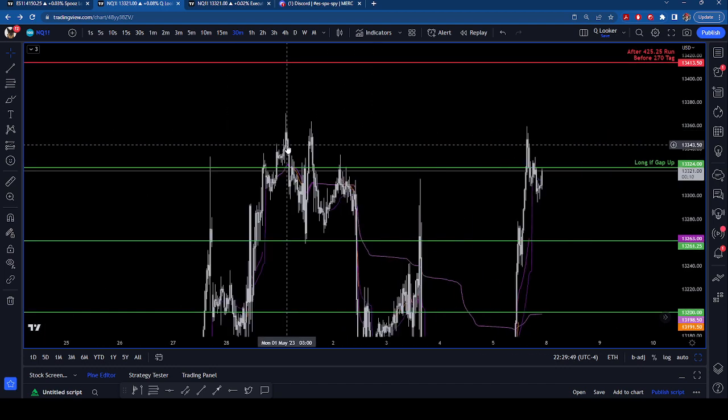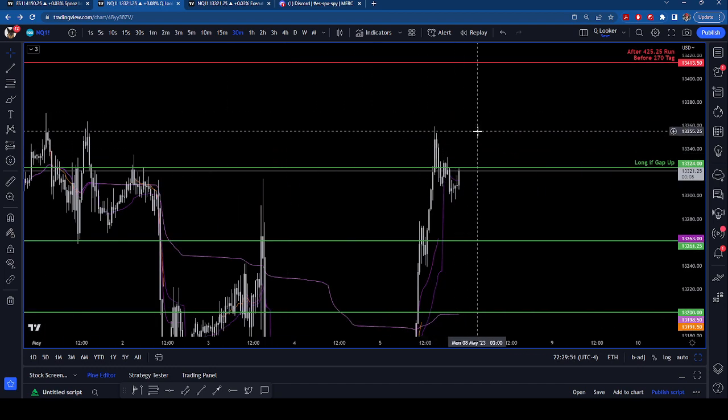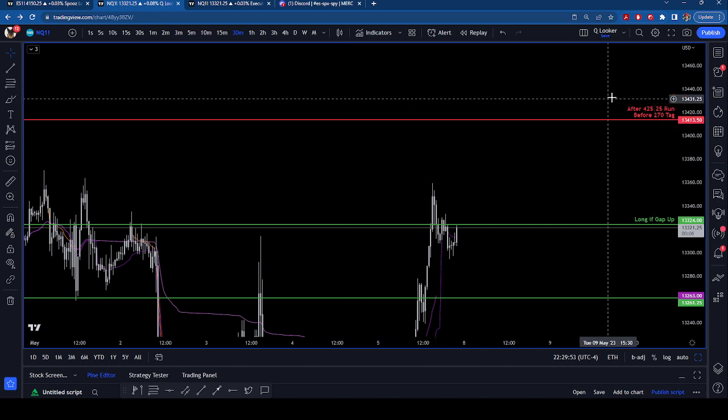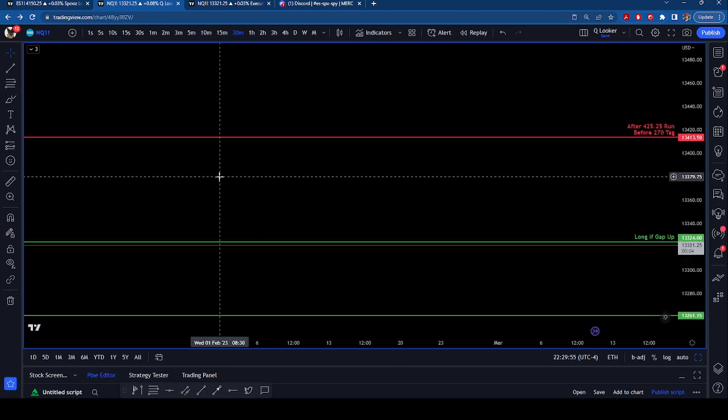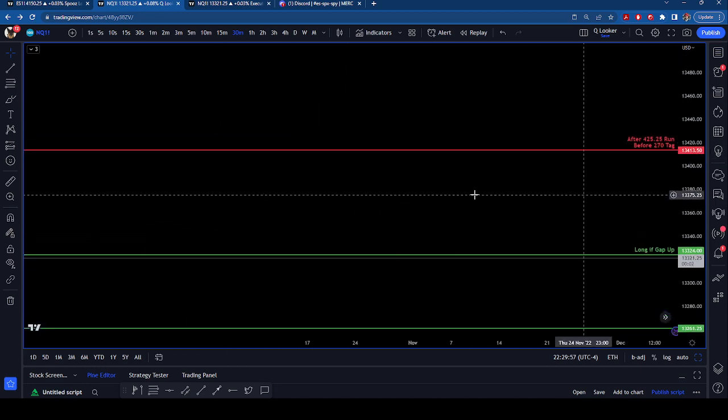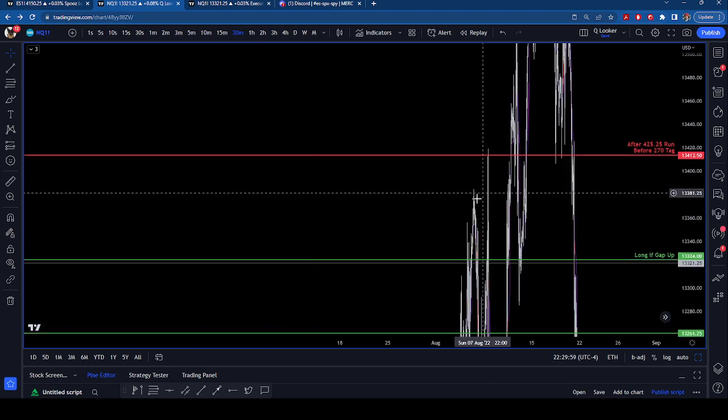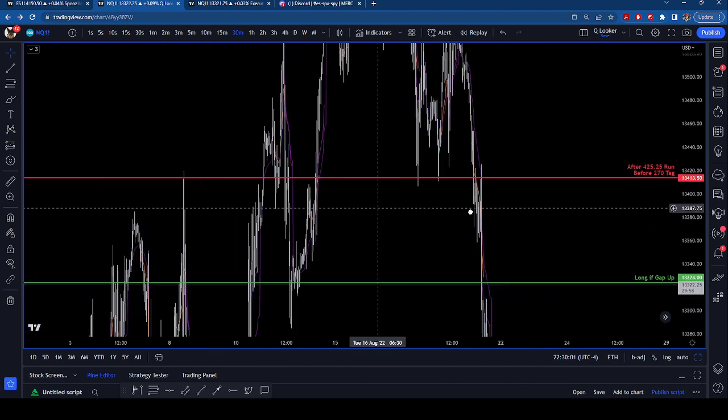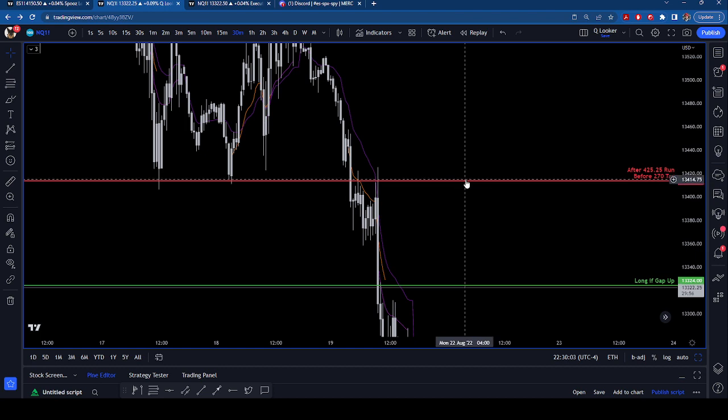So I like that for a long if we do gap up. And then moving into this 413 number is way back. Oh man, that is from something like September, or what is this, April, August? Yeah, August. A really nice level.